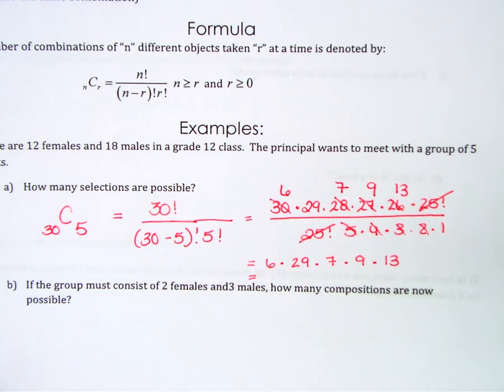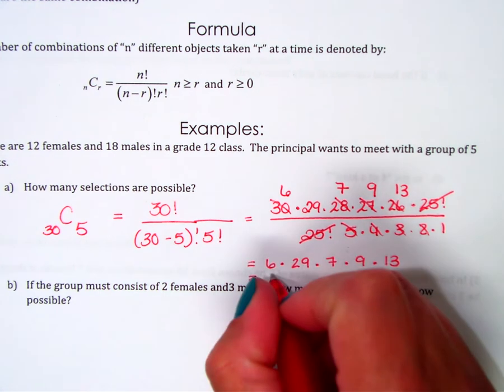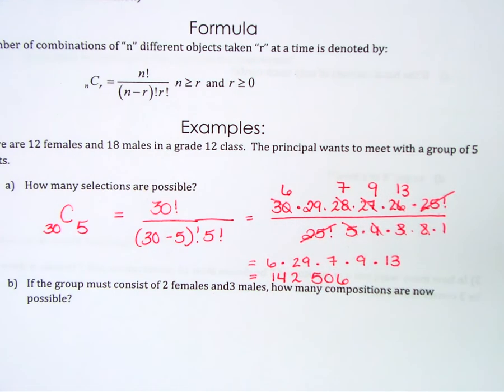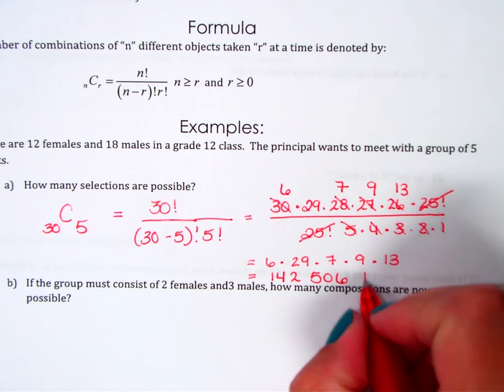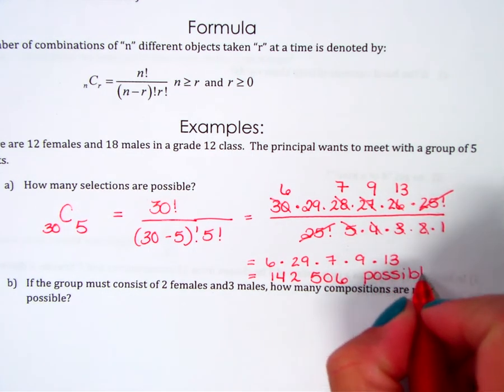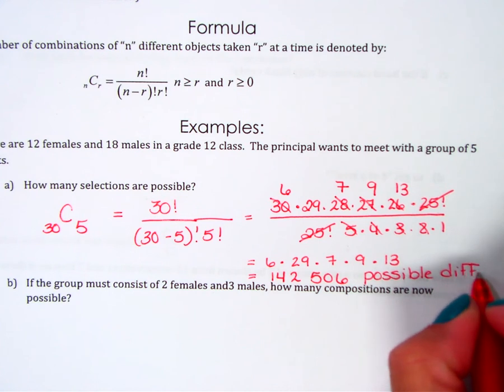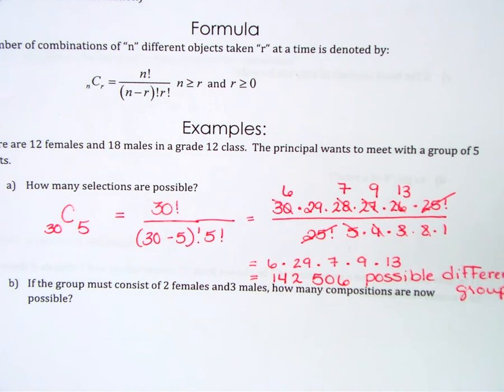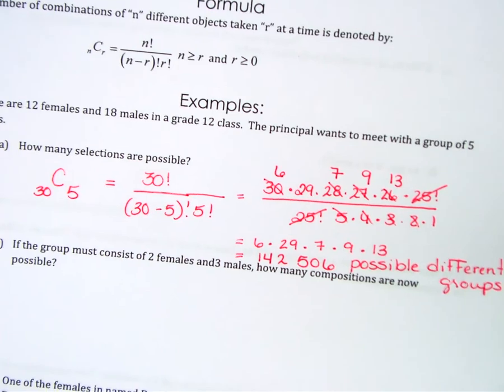You wouldn't do this big one. I wouldn't put this on a non-calculator portion. But if you want to know how to handle it, the answer is 142,506 possible different groups. That's a lot of different combinations.